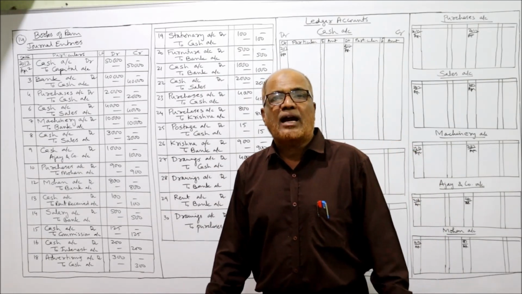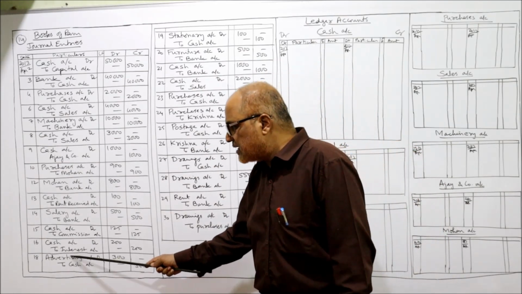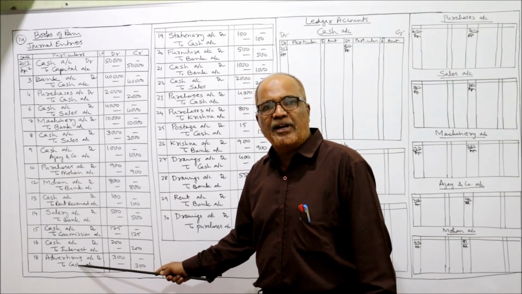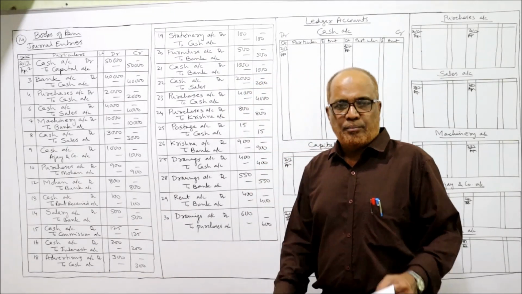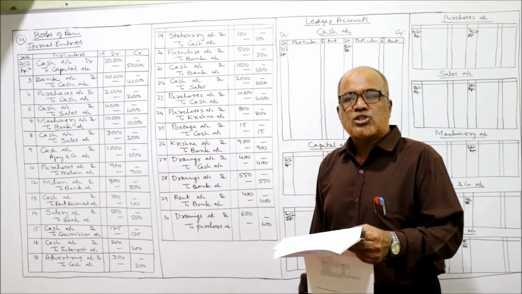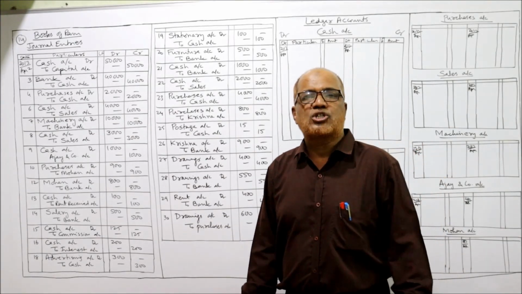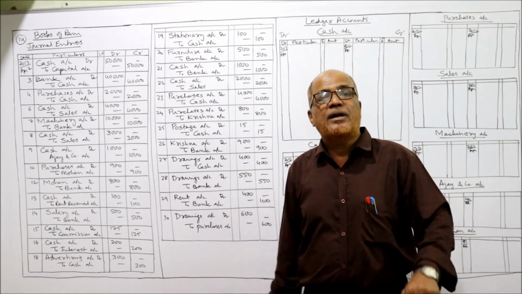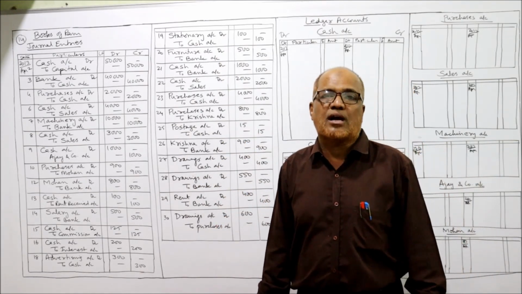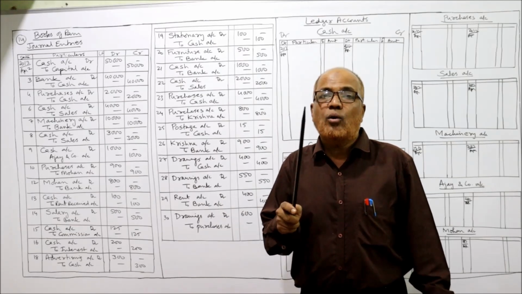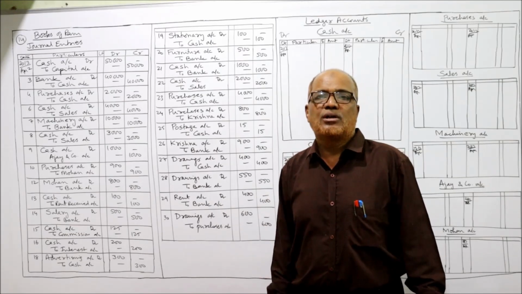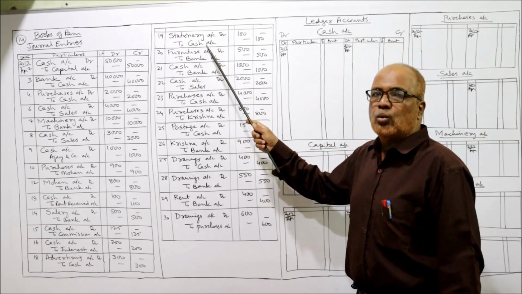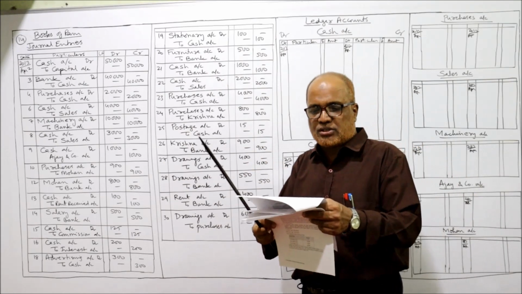18th, paid for advertising. So entry will be advertising account debit to cash. Advertising is an expense, so debit the expense. Being cash paid for advertising. Next, purchased stationery for cash. When we purchase stationery, don't debit purchase account. Purchase account will be debited only when goods are purchased. When we purchase stationery, debit stationery. Stationery account debit to cash, being stationery purchased.